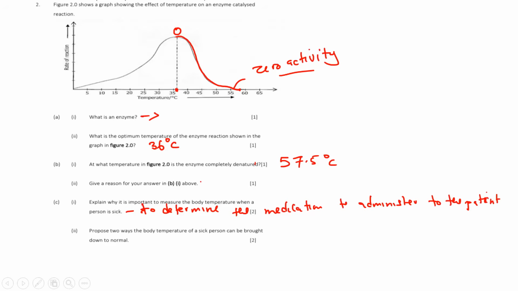Okay, be able to suggest here. Propose 2 ways the body temperature of a sick person can be brought to normal. Okay, so this question is kind of general. So what are the ways? What do you think? So also this one, I leave the question to you so that even as you go through, you'll be able to do a bit of research as well.